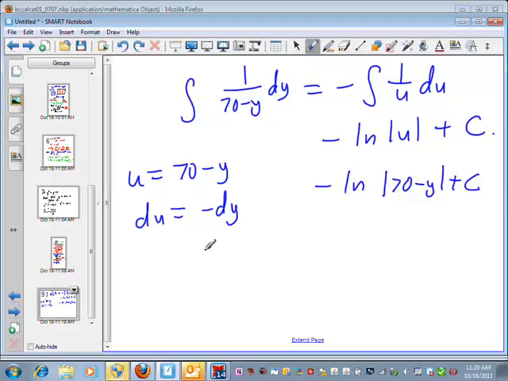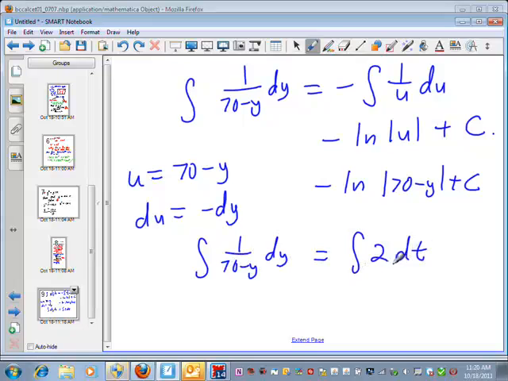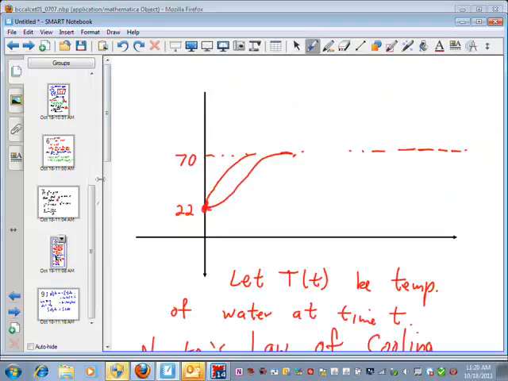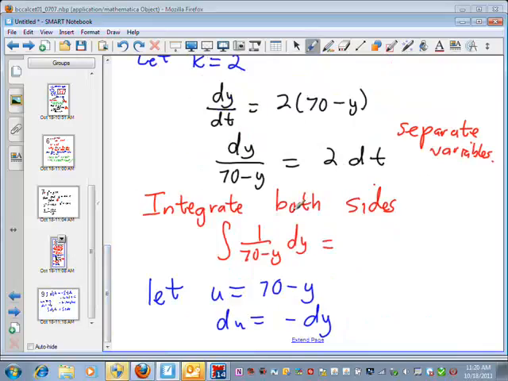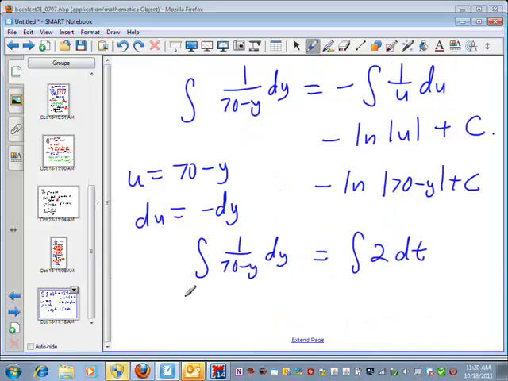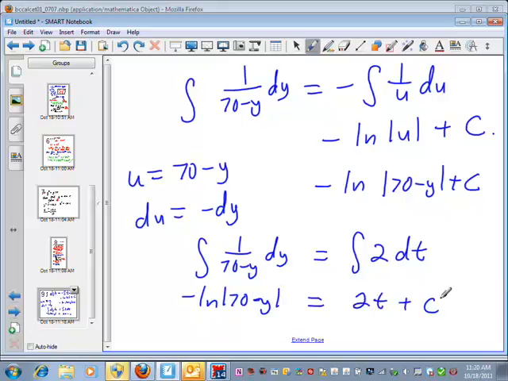Okay? So we had the integral of 1 over (70 minus y) dy is equal to the integral of 2 dt. That was here. That was down here. Okay. And so we have the left-hand side, minus the natural log of the absolute value of 70 minus y, and I'm going to put the constant on the right-hand side. It's equal to the antiderivative of 2, which is 2t plus a constant. There's a constant on both sides. I'm going to put the constant on the right-hand side.